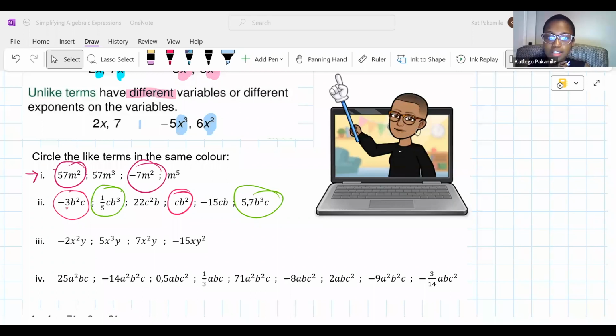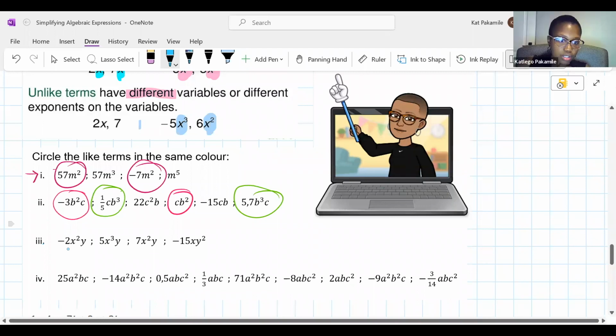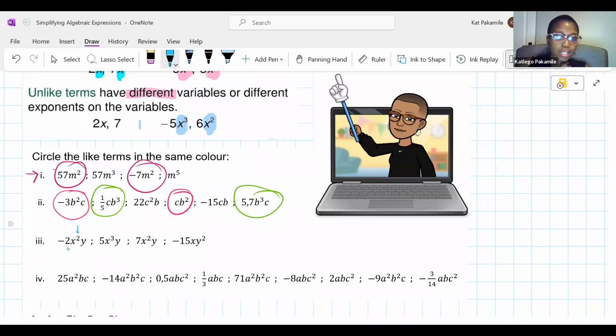Let's hear what Siam Tanda has for us. Siam Tanda, are you doing the next one with me? And 3, the like terms are negative 2x to the power of 2y and 7x to the power of 2y. Beautiful. So it's the first one and the third one. Thank you. Okay, my pen is not cooperating, but I'll circle them just now. Okay, never mind. Let me leave it. So it's the first one and the third one, guys.